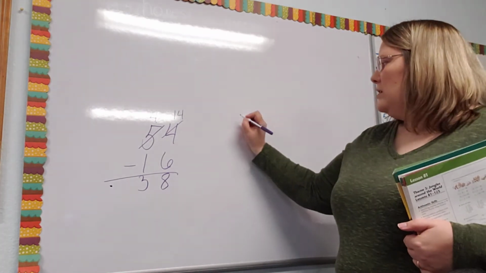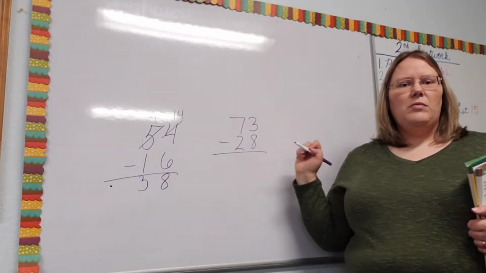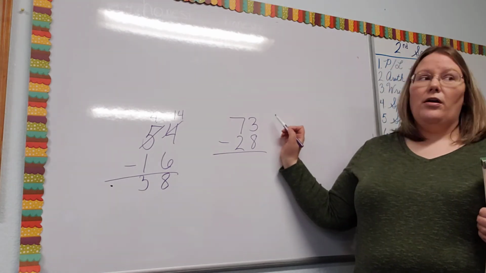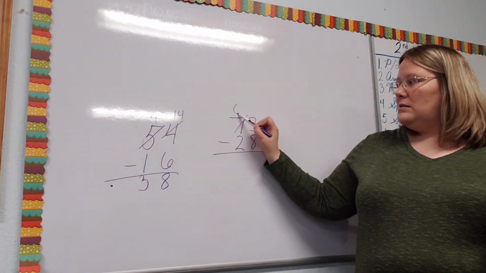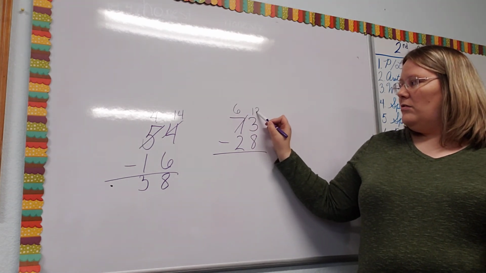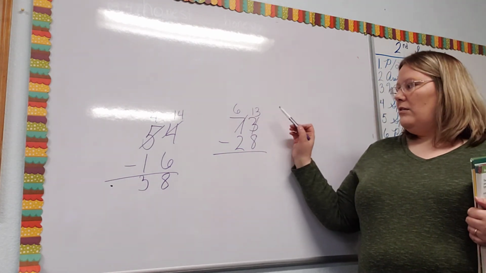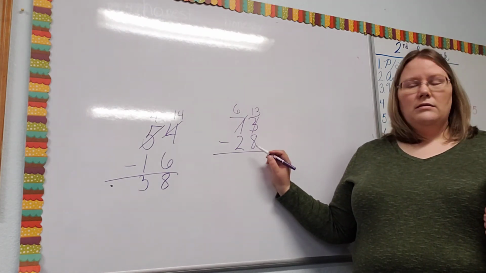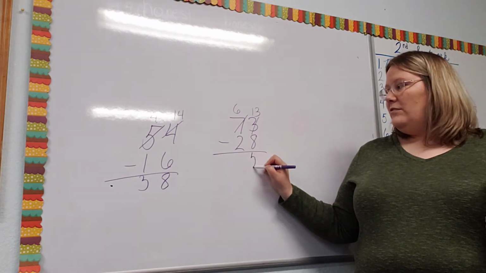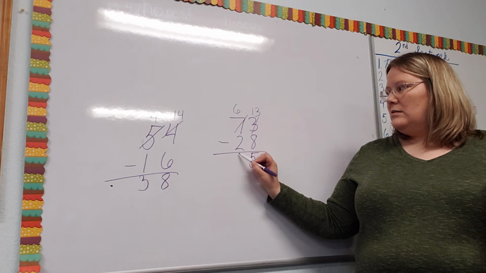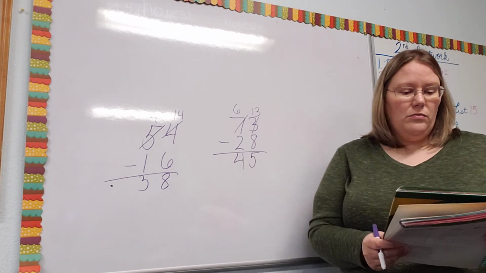Okay, the next one is 73 minus 28. Can you take 3 minus 8? No. So I'm going to borrow from the tens. The 7 becomes a 6. And then I put a 1 in front of the 3 and I have 13. Okay, 13 minus 8. 5. And 6 minus 2 is? 4. Alright, we're going to work the rest of these together.